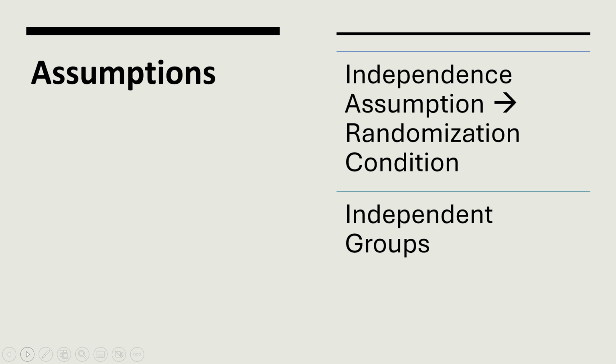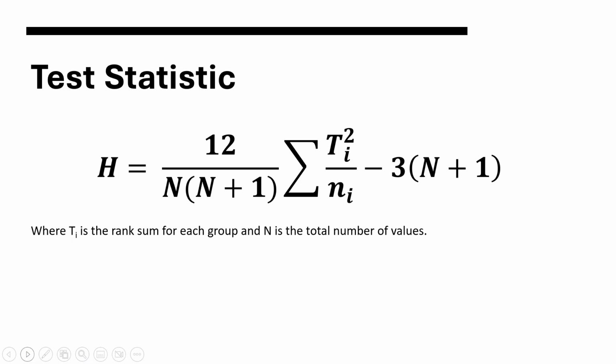So maybe 3 different treatments. So maybe they see 3 different commercials, and we randomly determine that. And our groups need to be independent. So we need to have only one measurement from each individual, and each individual can only appear in one group. If we have that, then we can go ahead and compute our test statistic.